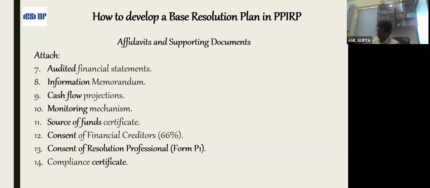Whatever the information memoranda about the company and who the directors are, like the information memoranda we prepare in the CIRP, the corporate debtor has given the brief about the company. That is also the information memoranda. How many loans they have taken, how many directors there are, what their experience is, how many loans and what security has been offered to the banks and all this. Monitoring mechanism, that you also have to provide. Sources of funds, the certificate you also have to provide.